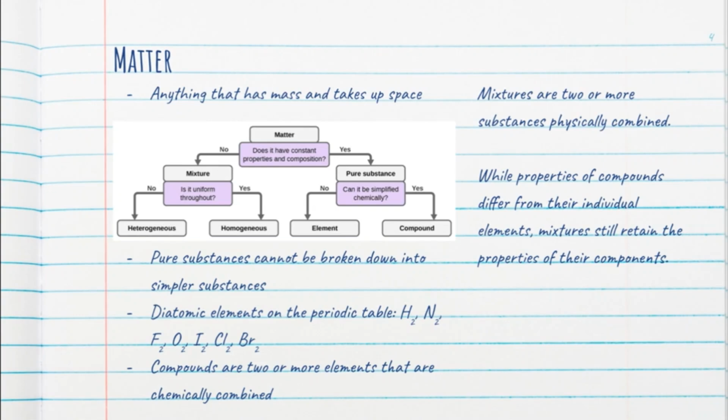Diatomic elements on the periodic table are hydrogen, nitrogen, fluorine, oxygen, iodine, chlorine, and bromine. Compounds are 2 or more elements that are chemically combined. Mixtures are 2 or more substances physically combined. And properties of compounds can differ from their individual elements, but mixtures still retain the properties of their components.